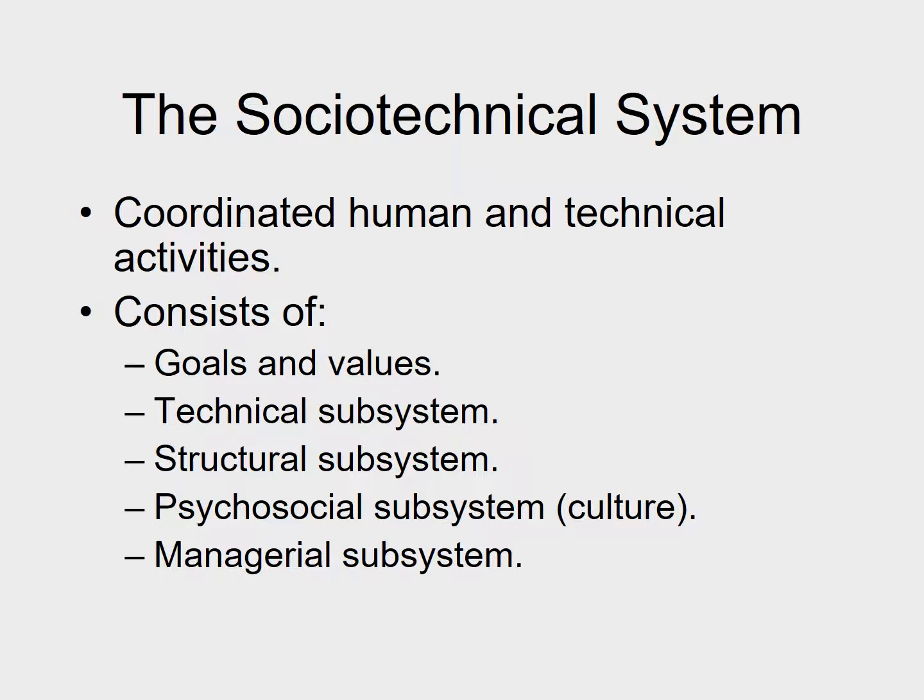Structural subsystem: how is the organization actually structured physically? What are the management reporting lines? Who are the subordinates, who are the superiors, what are the lines of communication, and how is the organization structured? The psychosocial subsystem: how do those goals and values actually transmit themselves into an actual organizational culture made up of the people in the organization? And finally, what is the managerial subsystem? Within the structural, psychosocial, goals and values, and technical subsystems, how is management actually handled?